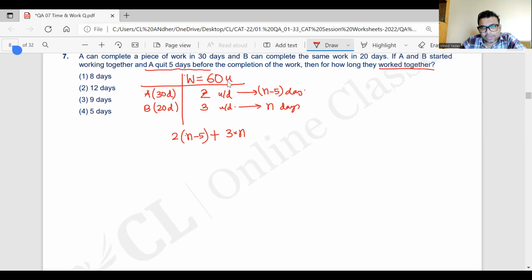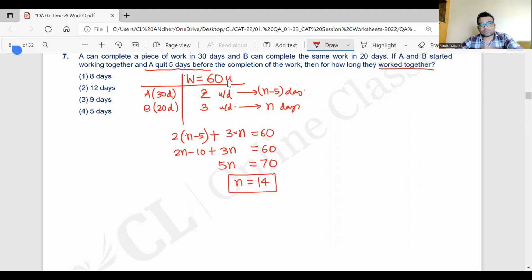And together they finished this 60 units. So 2n minus 10 plus 3n is equal to 60. So 5n is equal to 70. Yeah, so n is 14. It means it was overall 14 days. The work was done in 14 days overall. But in the last 5 days, A was not there. It means for the first 9 days, they were working together. Isn't it? Understood?